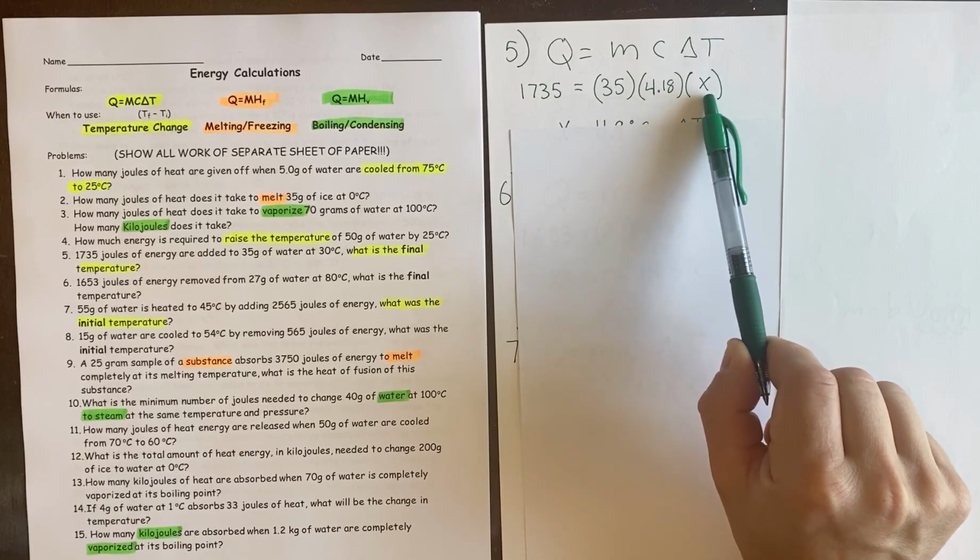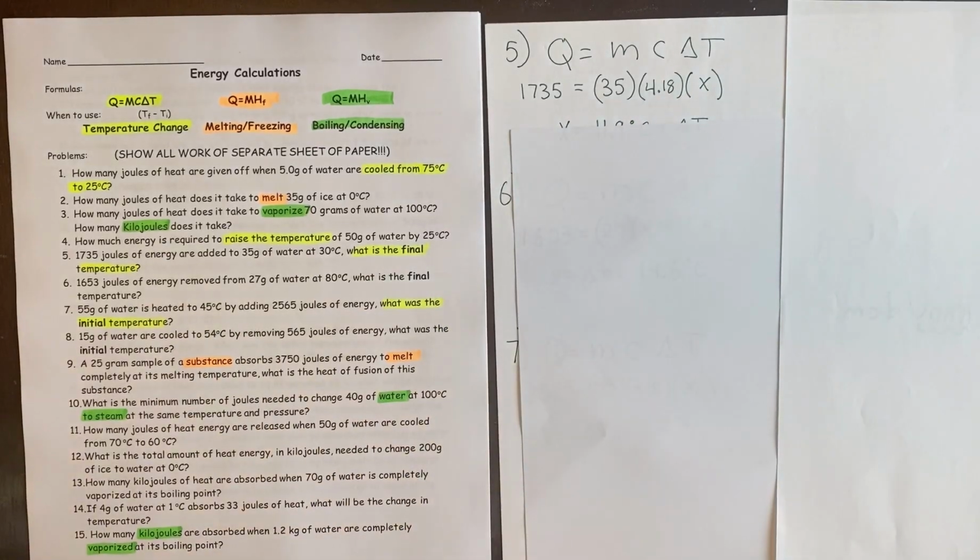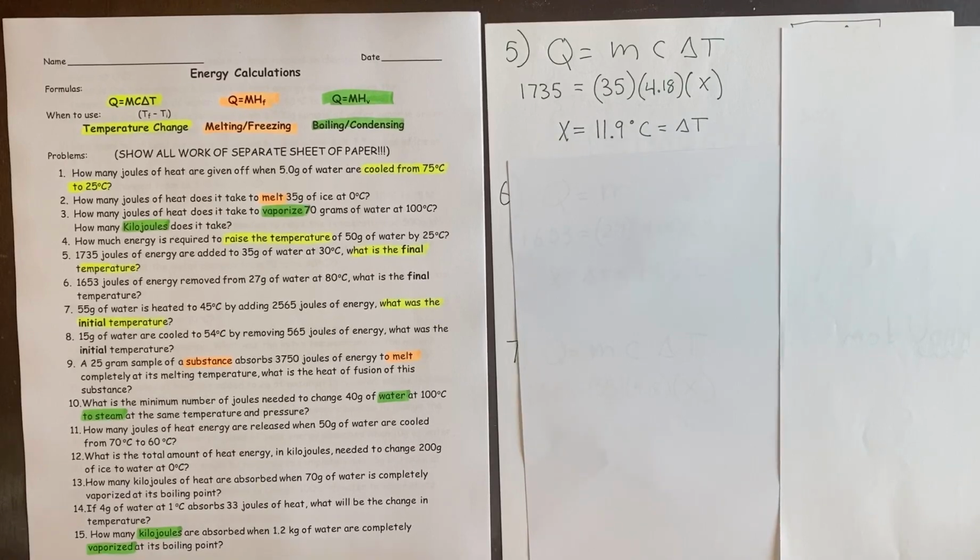In order to get delta T, you either need to know the change or you need to know the two numbers and then you subtract them. I don't have those two, so that's what I want. So I solve for my delta T and I get 11.9 degrees Celsius. That's my delta T. If you rounded it to 12, whatever, it doesn't really matter.